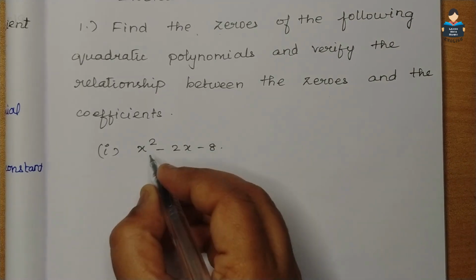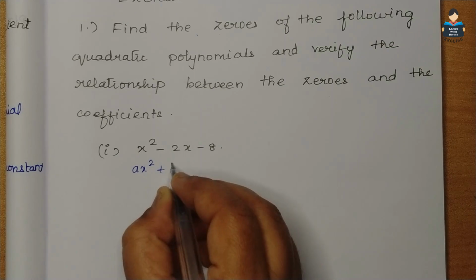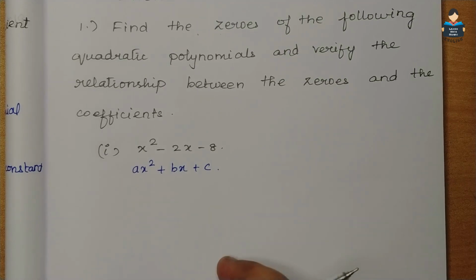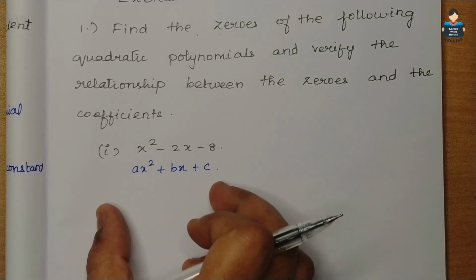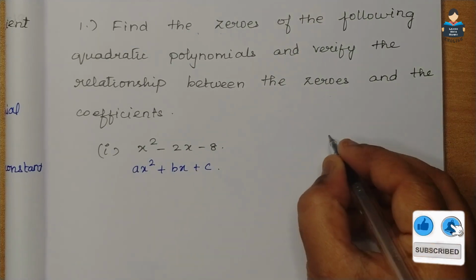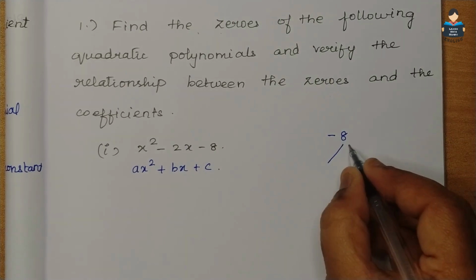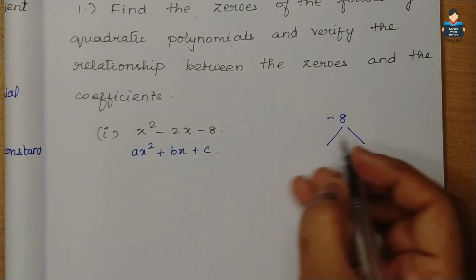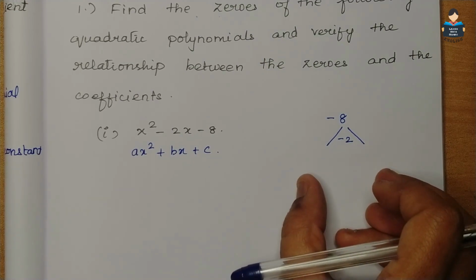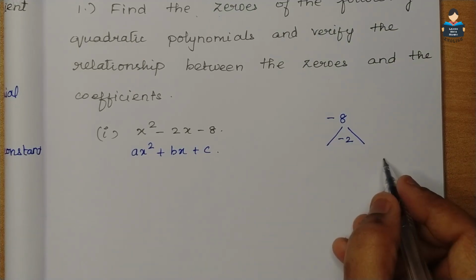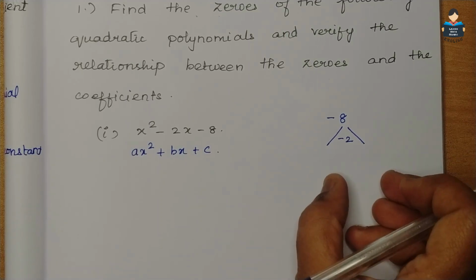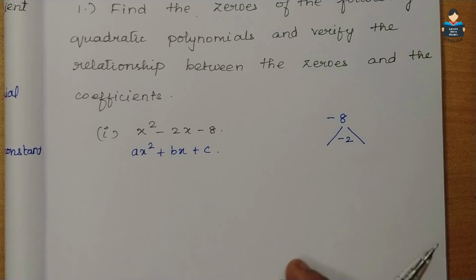So here this is of the form ax square plus bx plus c. So we are going to use the splitting the middle term for factorization. So the c value is minus 8 here. So I am going to put minus 8 and the b value is minus 2. So I have to choose two numbers such that when I multiply those two numbers, I will be getting minus 8, and when I add those two numbers, I will get minus 2 as the answer.